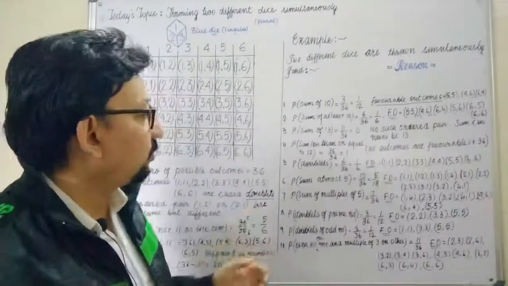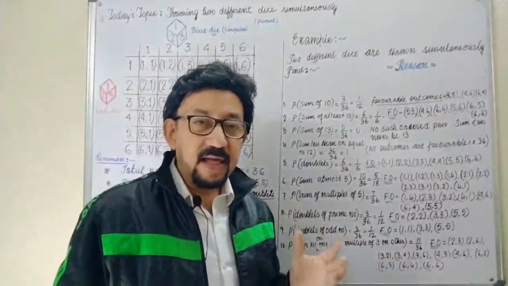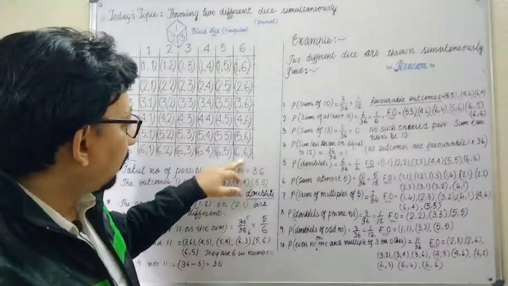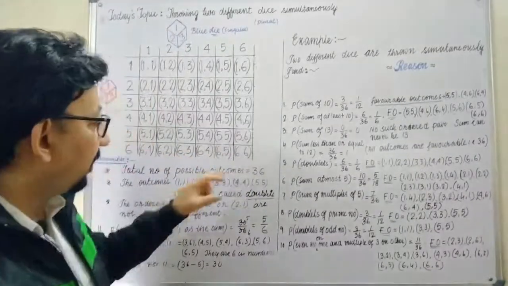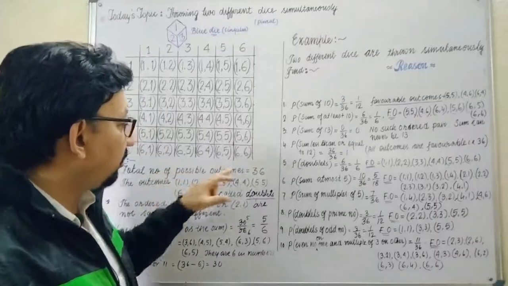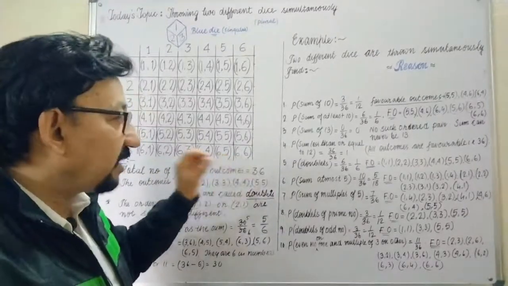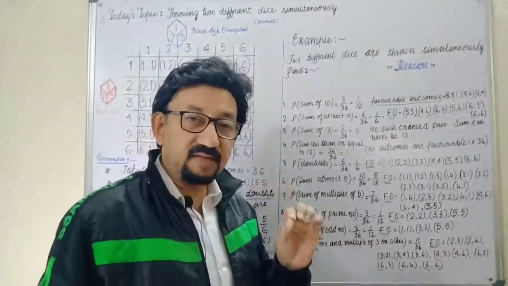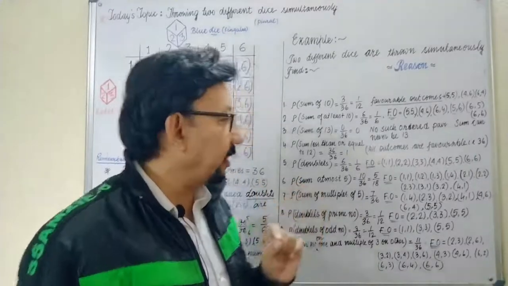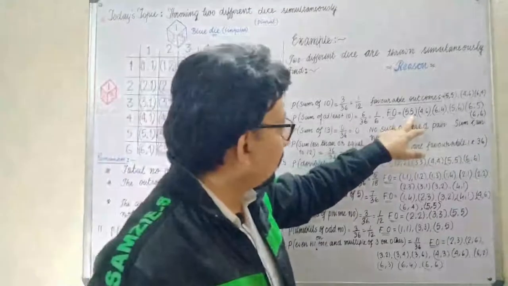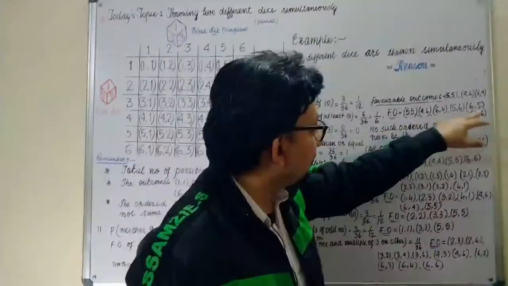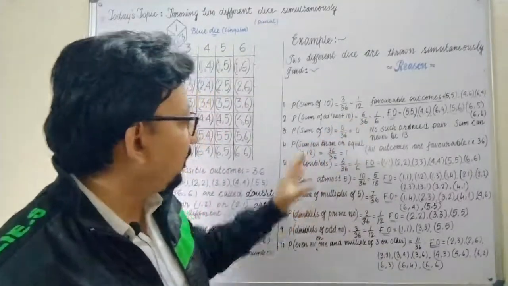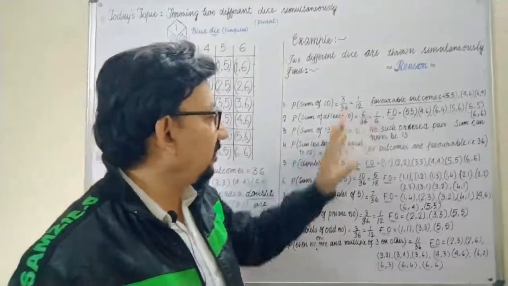Now the second question is the probability of a sum of at least 10. At least 10 means 10, 11, 12. The maximum sum of numbers in an ordered pair is 6 plus 6, 12. You are asked to find the probability of a sum of at least 10, which means 10, 11 or 12. Remember the sum. There are 6 such ordered pairs. So 6 by 36 is the probability of a sum of at least 10. After cancellation it becomes 1/6.